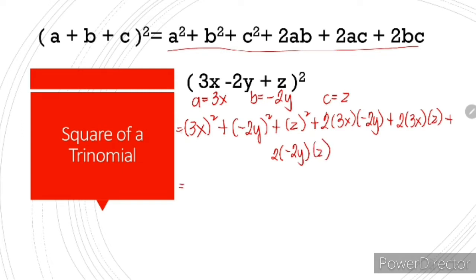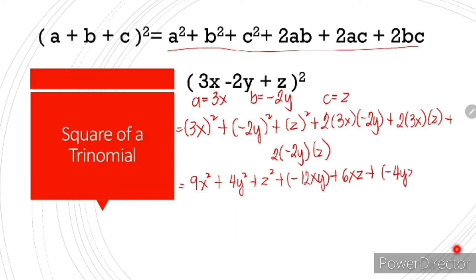Okay, let us solve. 3x times 3x is equal to 9x squared. Negative 2y times negative 2y is equal to positive 4y squared plus z squared plus 2 times 3x is equal to 6x times negative 2y. We have negative 12xy plus 2 times 3x is equal to 6x times z. We have 6xz. So, plus 2 times negative 2y times z. We have negative 4yz.